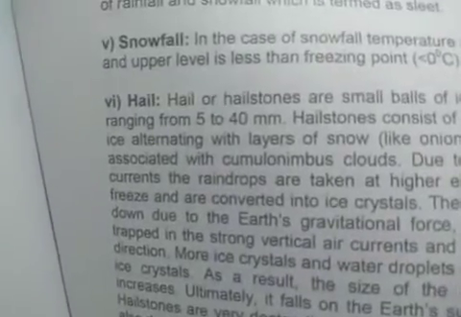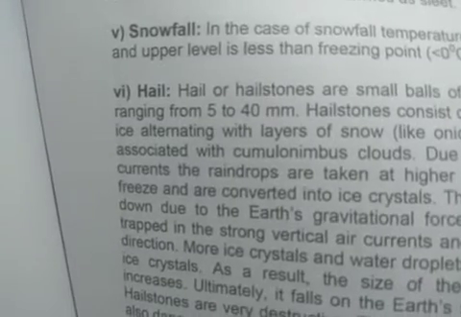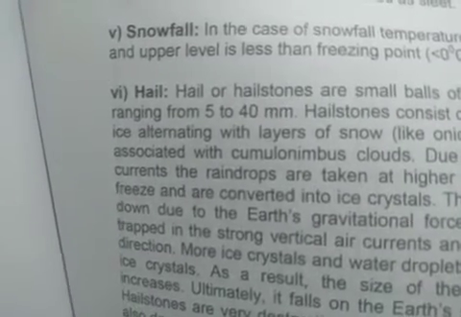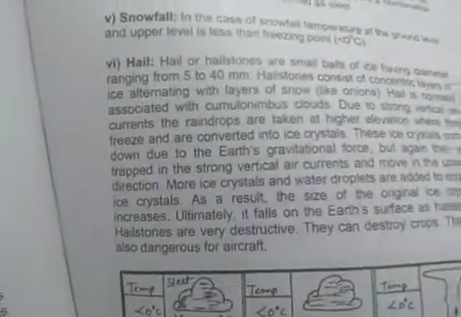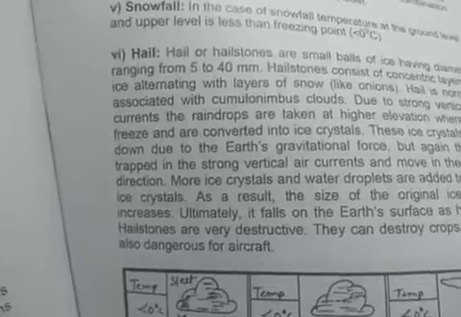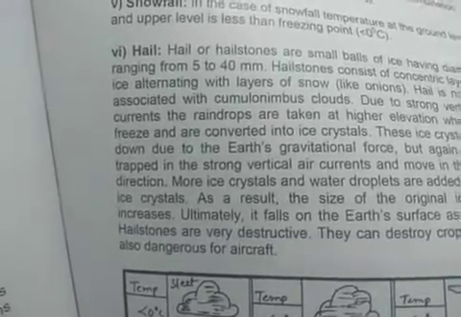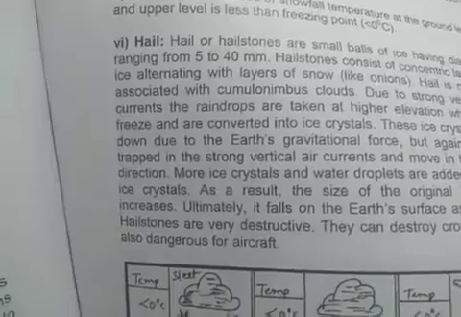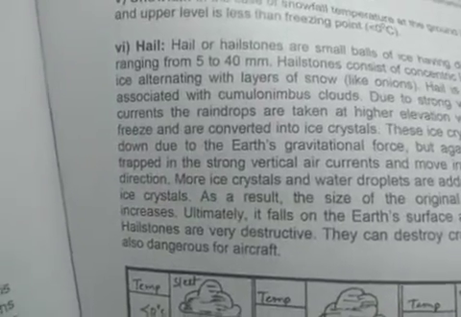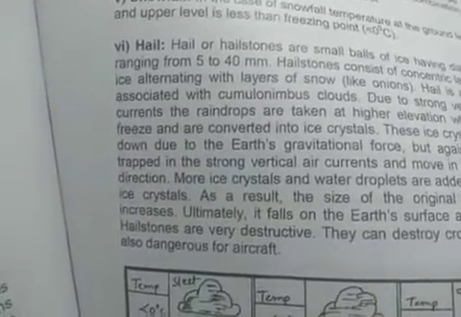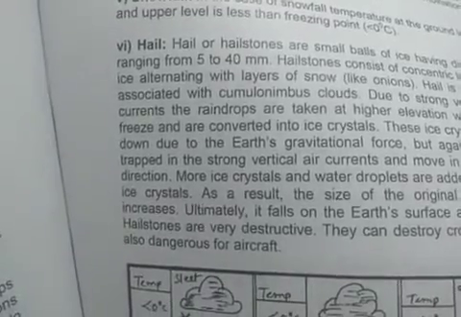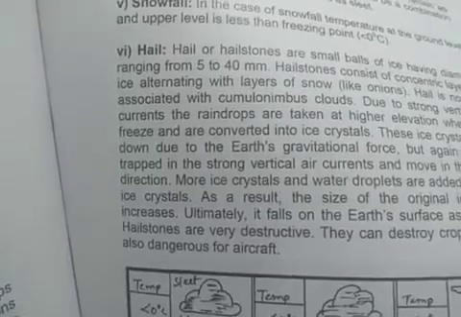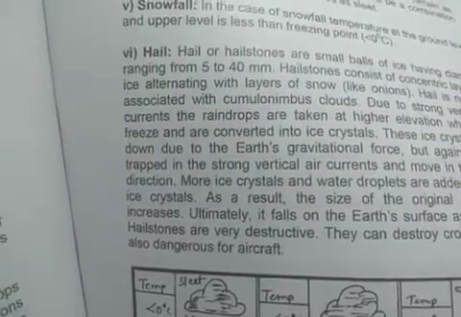Fifth, snowfall. In the case of snowfall, the temperature at the ground level and upper level is less than the freezing point, lesser than 0 degrees Celsius. Sixth, hail. Hail or hailstones are small balls of ice having a diameter ranging from 5 to 40 millimeters. Hailstones consist of concentric layers of ice alternating with layers of snow, like onions. Hail is normally associated with cumulonimbus clouds.